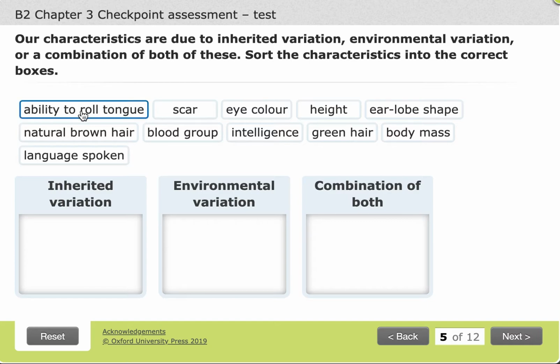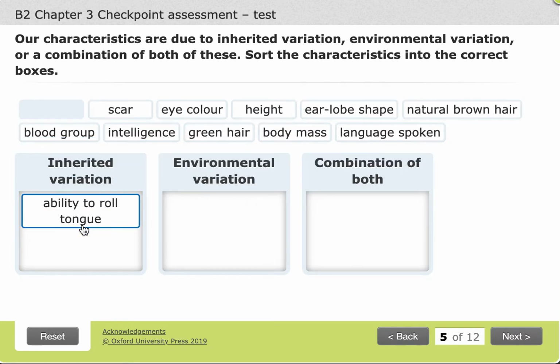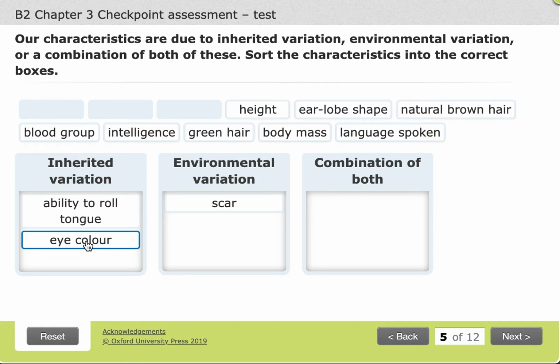The ability to roll your tongue is something you inherit from your parents, not something that can be learned from your environment. Your scar, however, is not something you're born with. It's something to do with external influences and therefore an environmental effect. Your eye colour is going to be inherited. Again, this can't be changed externally.